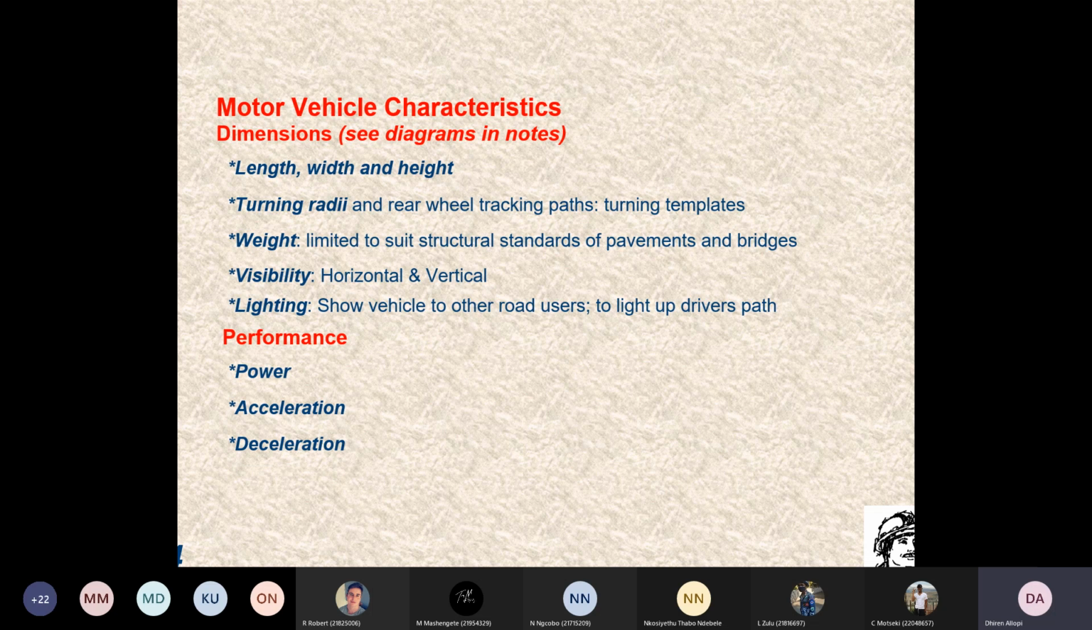In terms of performance, yes, the power output, the acceleration, deceleration, and this aspect we will cover under traffic engineering, in terms of power output, where the vehicle at a certain speed will be able to maneuver or climb a road with a certain gradient. Okay, so these are aspects that we will look at under traffic engineering.